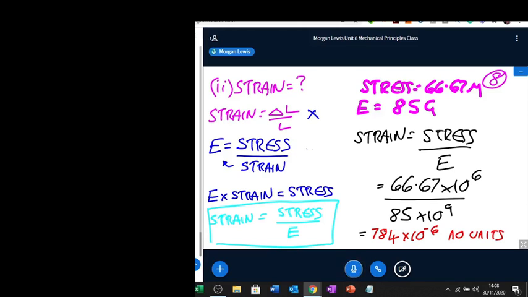Your calculator may give you 7.84 times 10 to the minus 4. Nothing wrong with that answer, but there's no symbol for 10 to the minus 4. 10 to the 3 is kilo, 10 to the minus 6 is micro, 10 to the minus 3 is milli. That's why they don't like using centimeters, because centimeters is 10 to the minus 2. It's centi, right? If you get that number, press ENG, and it should give you it in 10 to the minus 6. That's my strain. Strain, quite small.